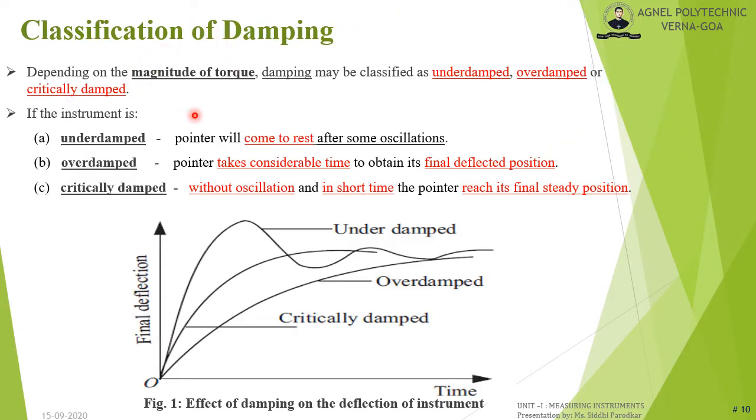Depending on the magnitude of torque, damping may be classified as underdamped, overdamped or critically damped. Now, this graph is showing the effect of damping on deflection of the pointer. If the instrument is underdamped, the pointer will come to rest after some oscillation. These are the oscillations. After a certain number of oscillations, the pointer will come to rest. Next, when the instrument is overdamped, the pointer takes a certain time to attain its final deflected position. If the instrument is critically damped, without oscillation, in a short time the pointer reaches the final steady state.